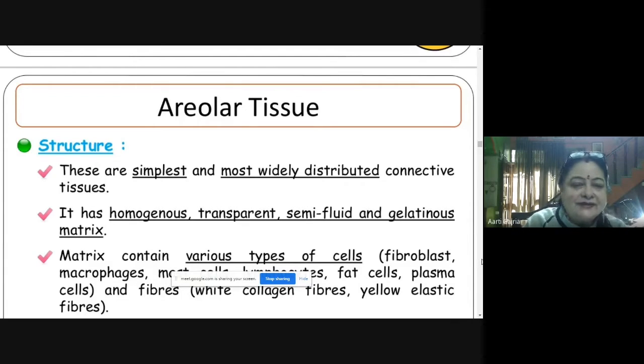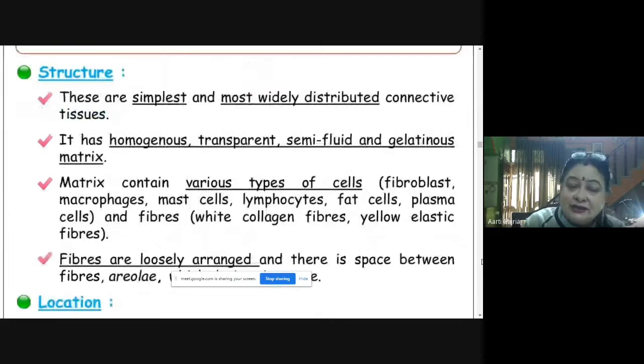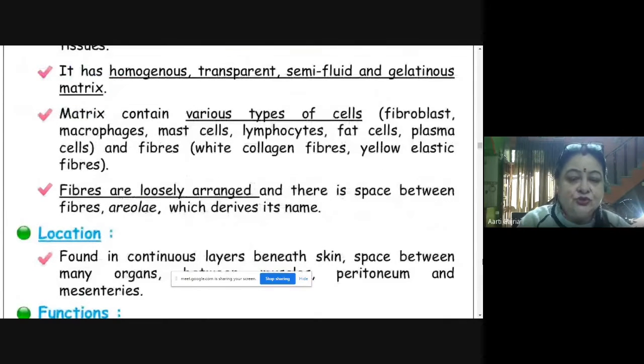Now the matrix of this areolar tissue contains various types of cells. These cells are fibroblasts, macrophages, mast cells, lymphocytes, fat cells, plasma cells, and then there are various fibers also present, like white collagen fiber and yellow elastic fiber. Now the fibers are loosely arranged, that's why it is loose connective tissue, and there is a space between the fibers. Areolae, which it derives its name from. Actually areolae means the space. So that's why it is called areolar tissue.